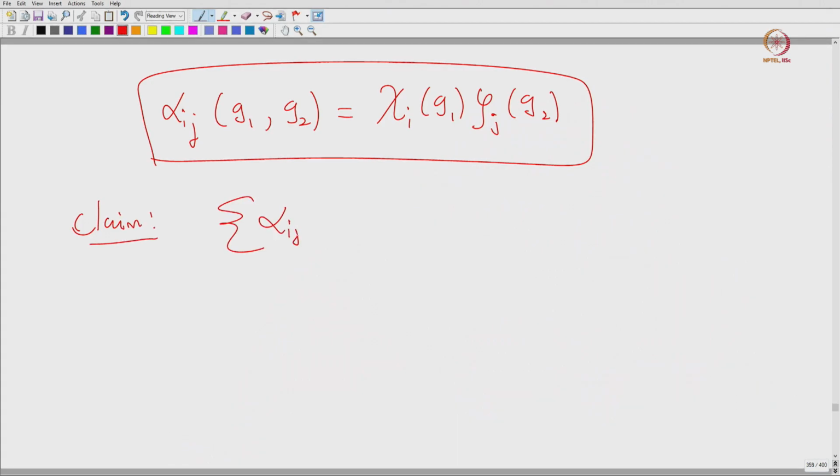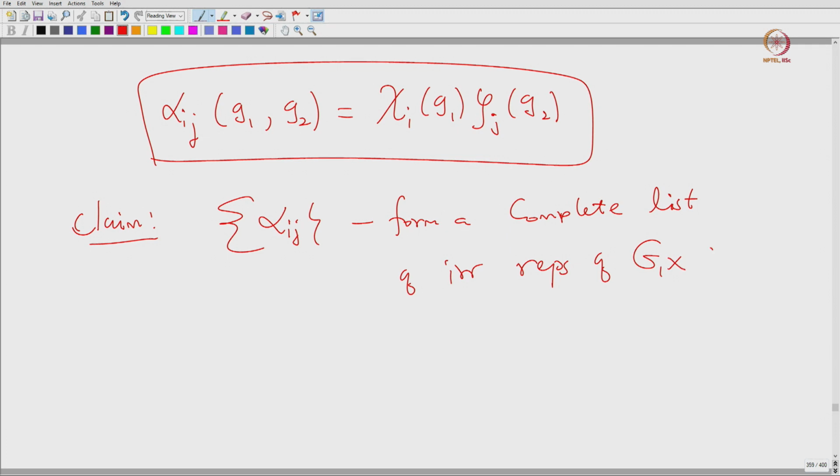this alpha ij form a complete list of irreducible representations of G1 cross G2.